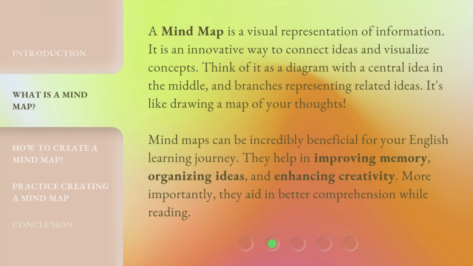A mind map is a visual representation of information. It is an innovative way to connect ideas and visualize concepts. Think of it as a diagram with a central idea in the middle, and branches representing related ideas. It's like drawing a map of your thoughts.